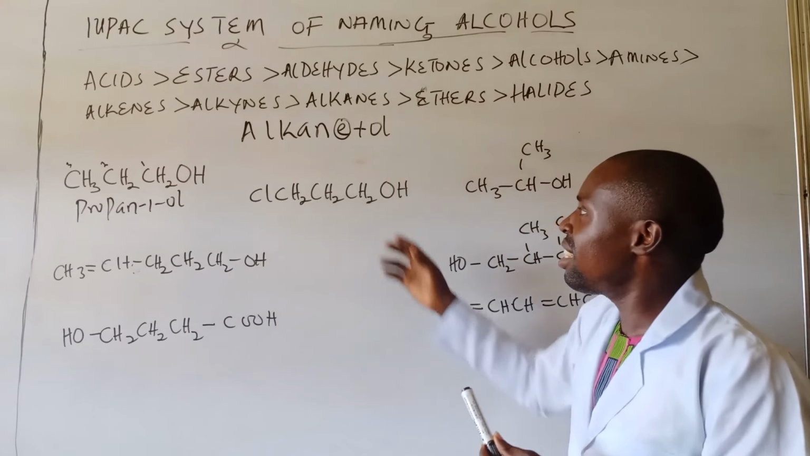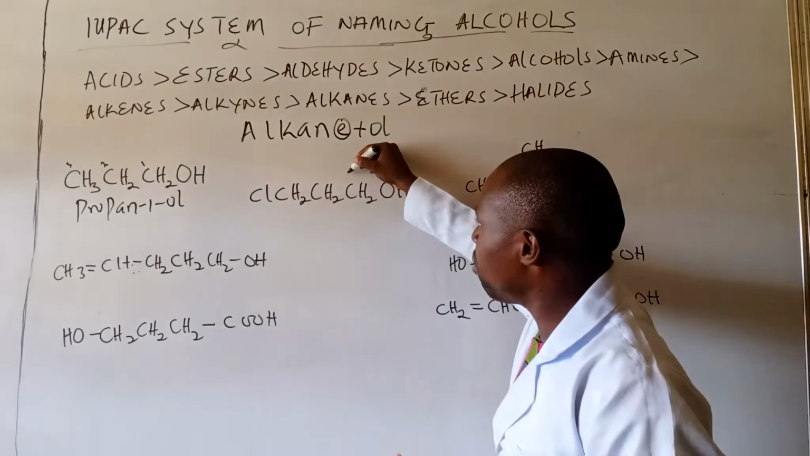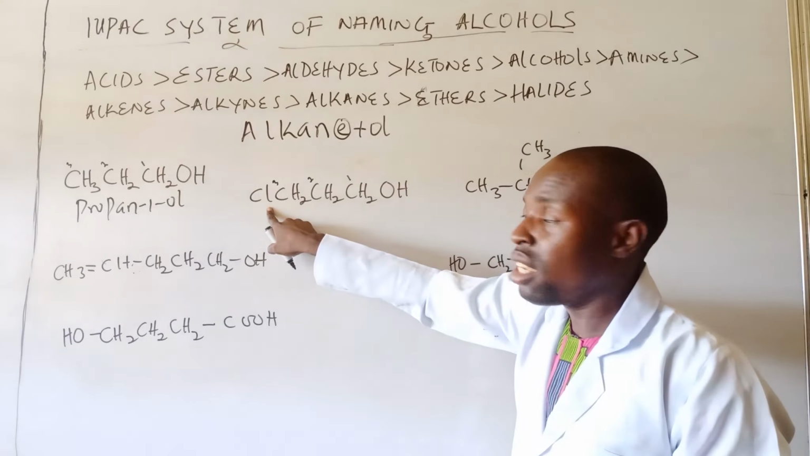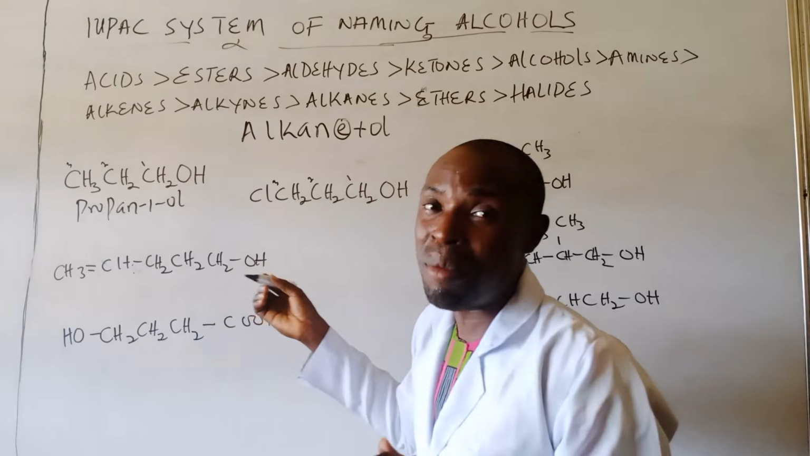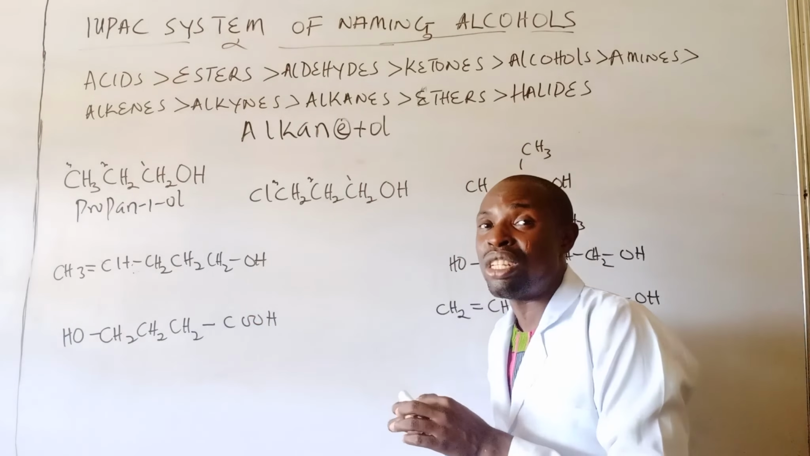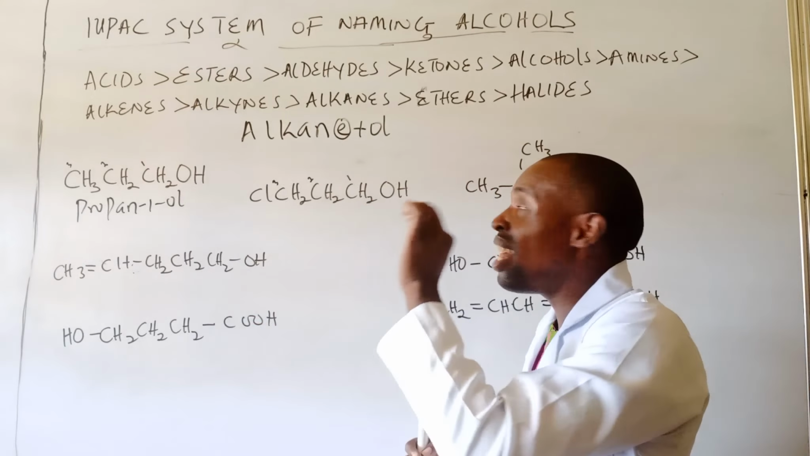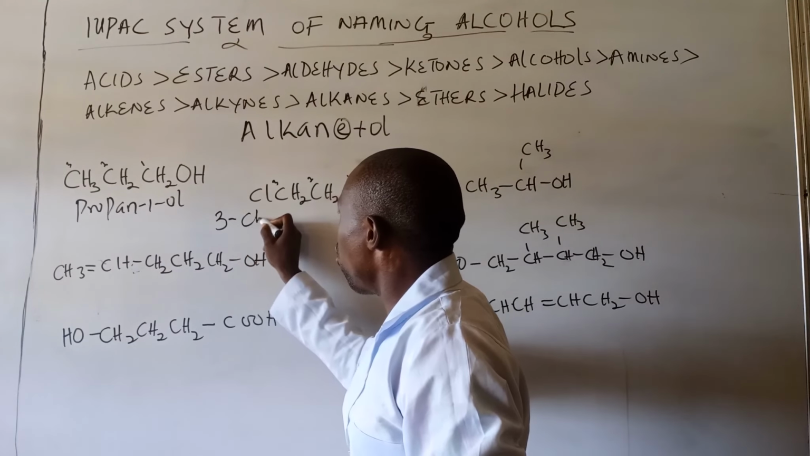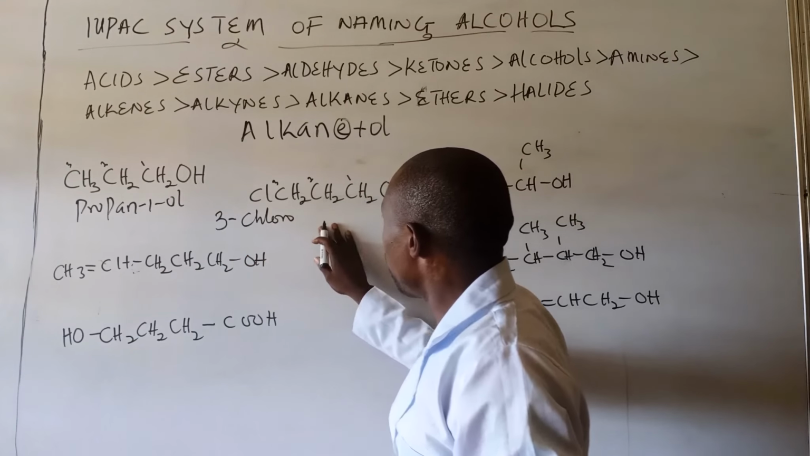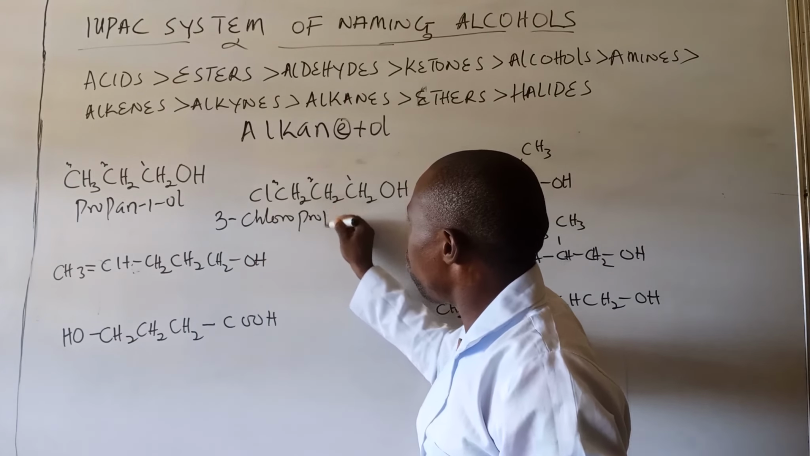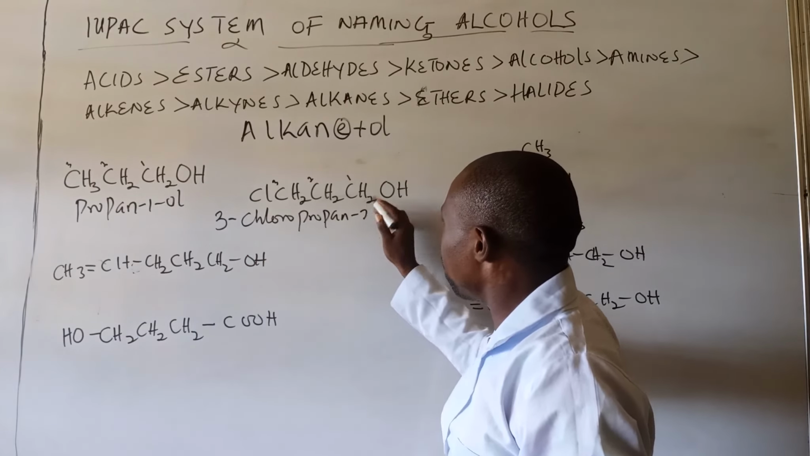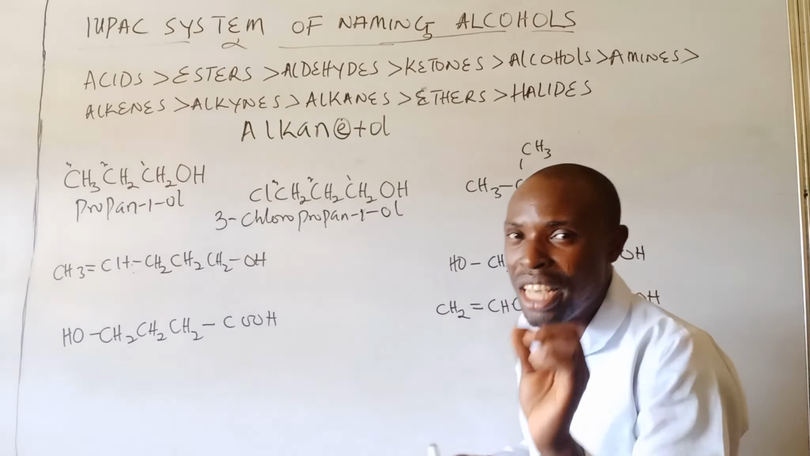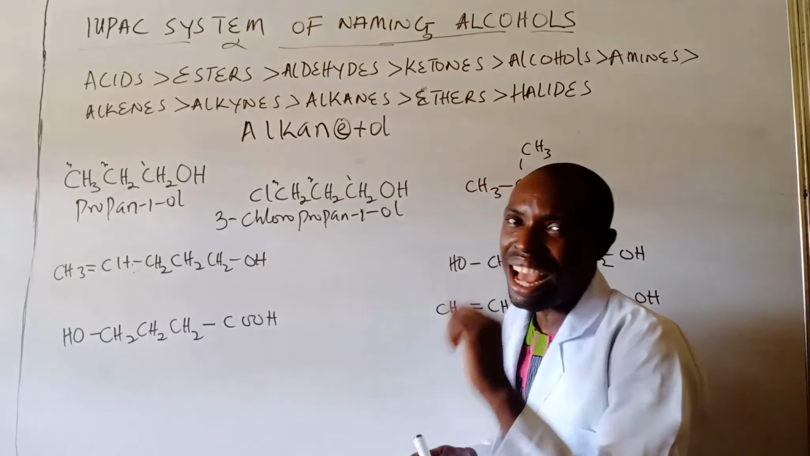Which is position 1, so propan-1-ol, very simple. Now in this case, you number from this side again, 1, 2, 3. You're having a substituent here, which is a halide. Remember that alcohol is of greater priority compared to halide. Halide is in the list here. So here becomes 3-chloropropan-1-ol.